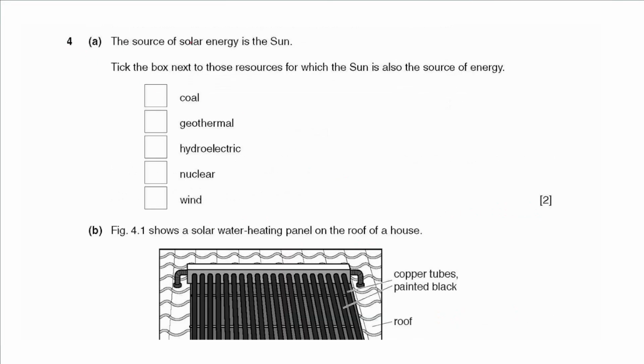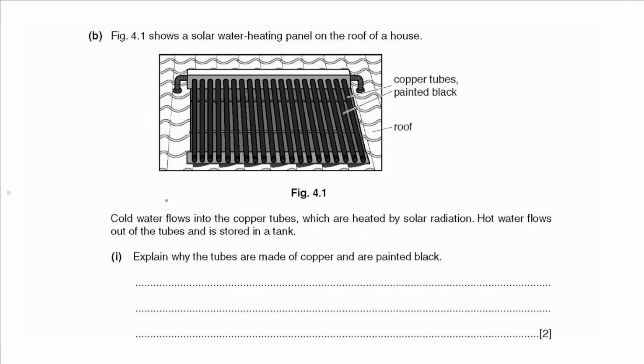Question 4a says the source of solar energy is the sun. Tick the box next to those resources for which the sun is also the source of energy. So coal, that's fossil fuels, yes. Geothermal, no. Hydroelectric, yes, it depends on the rain. Nuclear, no. Wind, yes, it depends on the difference in temperature on the surface of the earth, so it also depends on the sun.